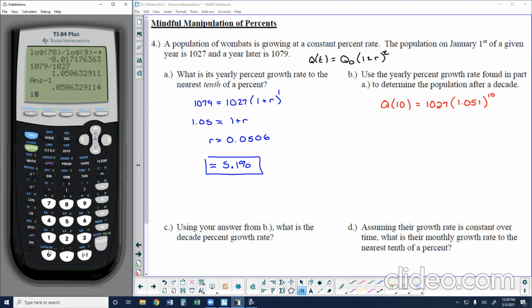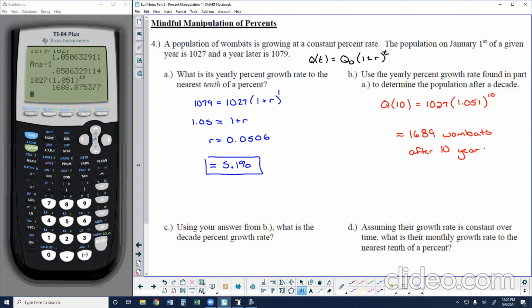And so we can evaluate this using the calculator. Now again, this is going to be a rounded answer because we did round our percentage. And we get that this is going to be approximately, let's just round to the nearest whole number, 1,689 wombats. And this is after 10 years. So we can jot that down.